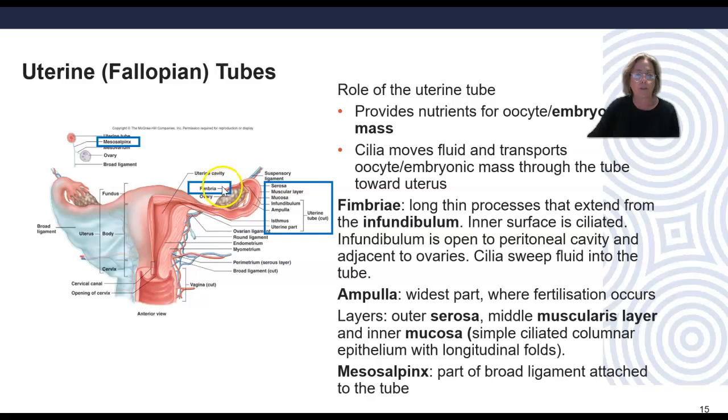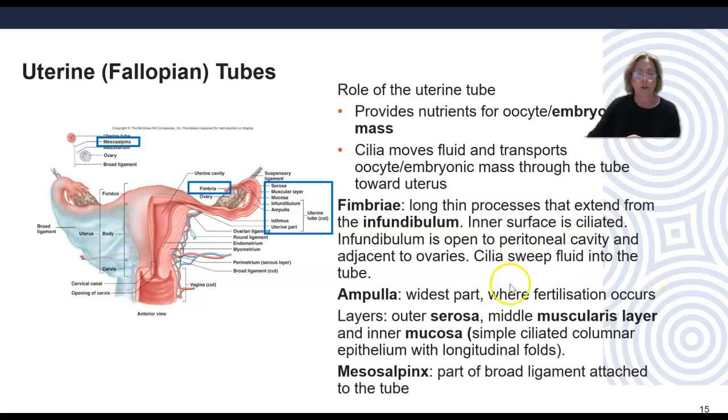These are long, thin processes that extend from the infundibulum. And the inner surface is ciliated. The infundibulum is open to the peritoneal cavity and adjacent then to the ovaries. And the cilia actually then sweep that fluid into the tube.